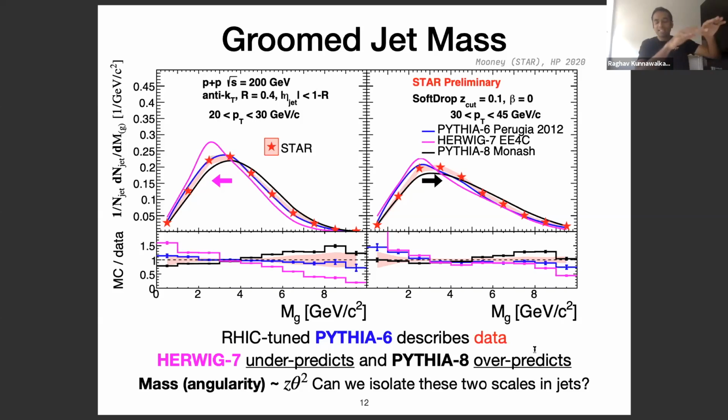So we know there's this difference between the two Monte-Carlo. We know there's a tune difference. So is it just the case that you have differences in the shower, or differences because these are groomed, so essentially you've removed some non-perturbative contribution? The question now is, can we have a scale that points to the difference between the two? Mass, like an angularity, is sensitive to z times theta squared, so you already have two scales in there. So now let's separate it out.